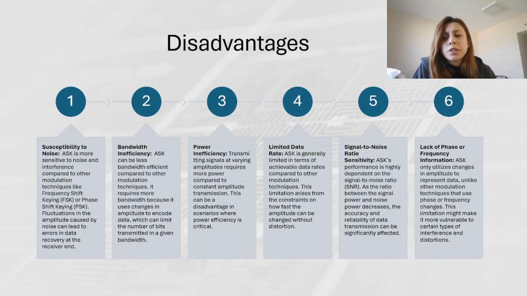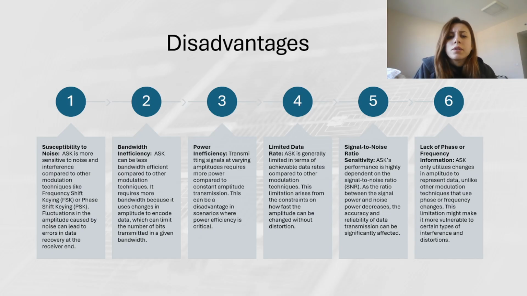3. Power inefficiency. Transmitting a signal at varying amplitudes requires more power compared to constant amplitude transmission. This can be a disadvantage in systems where power efficiency is critical. 4. Limited data rate. ASK is generally limited in terms of achievable data rates compared to other modulation techniques. These limitations arise from the constraints on how fast the amplitude can be changed without distortions.